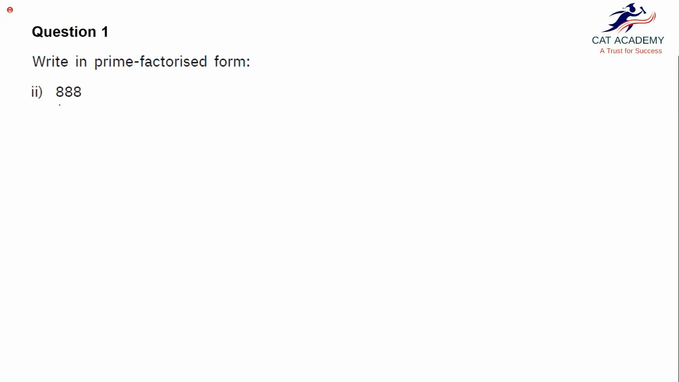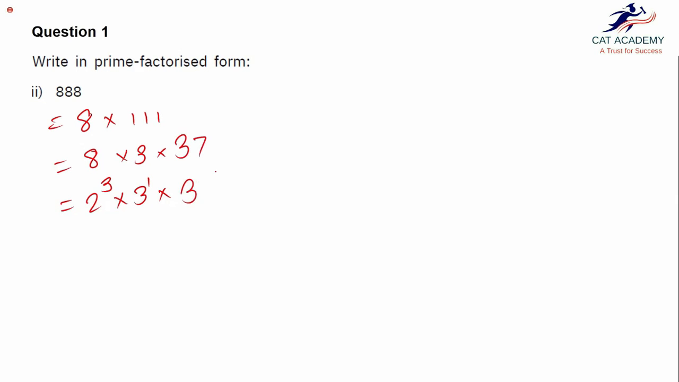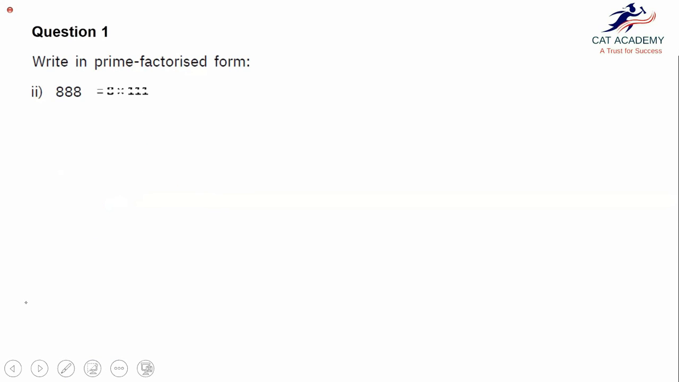Let's try this. So I can say this is 8 into 111. 111 is divisible by 3. So 8 into 3 into how much? 8 can be written as 2 cube, 3 raised to 1 into, what's this number? 37. Yes, correct. So this is my prime factor form then. 2 cube into 3 raised to 1 into 37. Right?